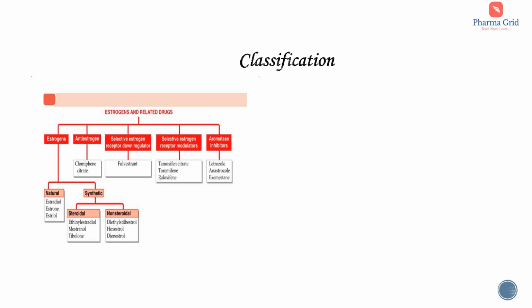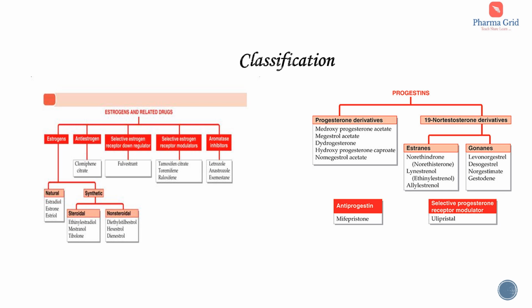Clomiphene citrate is an anti-estrogen. Fulvestrant is a selective estrogen receptor downregulator. The selective estrogen receptor modulators include tamoxifen, toremifene, raloxifene, etc. Aromatase inhibitors include letrozole, anastrozole and exemestane. Okay, so now coming to the classification of progestins.